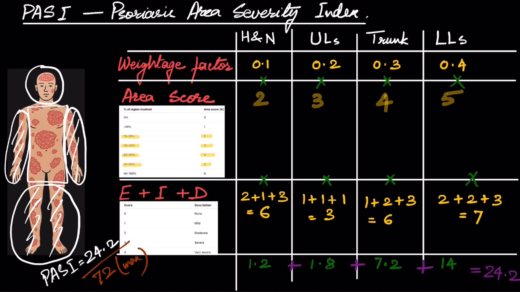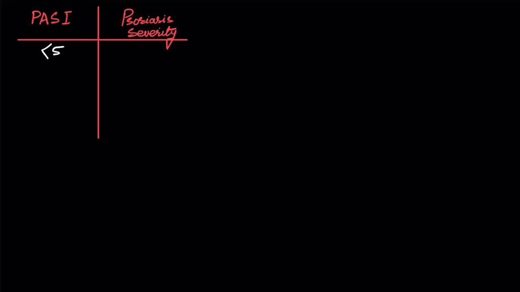So now according to the PASI, the disease severity of psoriasis is assessed. So if PASI is less than 5, psoriasis is mild, 5 to 10 is moderate, more than 10 is severe.